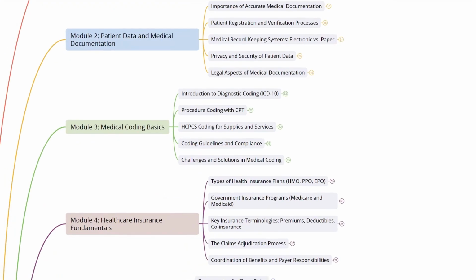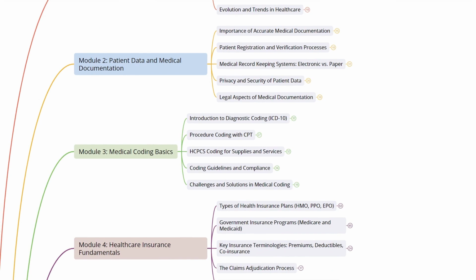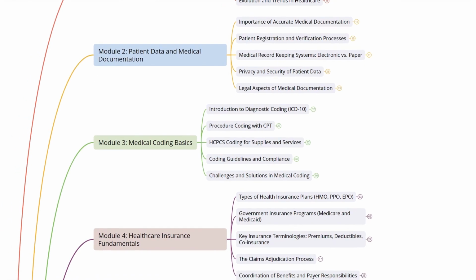Next, Module 3, laying the groundwork, medical coding basics. In this portion of this introductory overview, we delve into medical coding, the language that translates clinical information into standardized alphanumeric codes, vital for billing. These modules form the backbone of effective revenue cycle operations, ensuring healthcare providers can accurately document services and navigate complex insurance landscapes to secure rightful reimbursements while maintaining compliance.